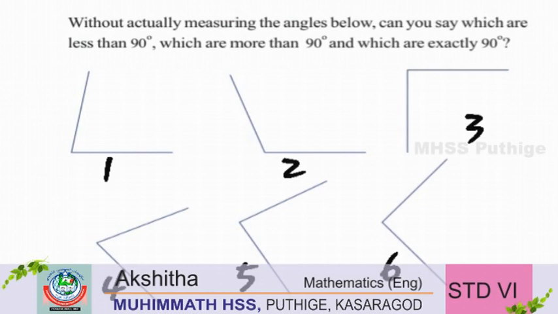And the fourth one is less than 90 degree. And the fifth picture you can see that straight line. So it is right angle. It is 90 degrees angle, also known as right angle. And the third picture is more than 90 degree. Is it clear now? Okay.